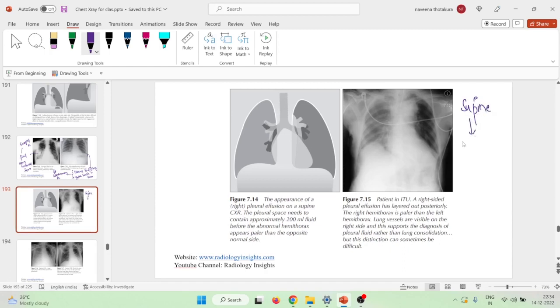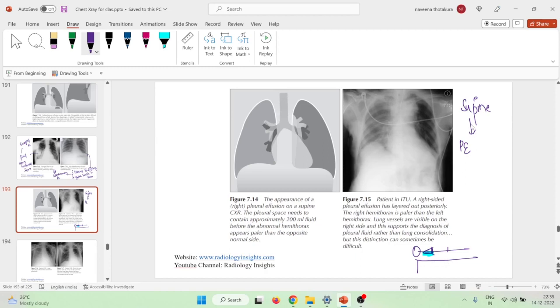position. In supine position, the patient is lying down, right, like this, and here the lungs will be present like this, and now the pleural effusion is behind the lungs like this. So as a result, because it is a dependent area, the pleural fluid will get deposited all over the lungs, on whichever side the pleural effusion is present, on that side the lungs are layered very well.